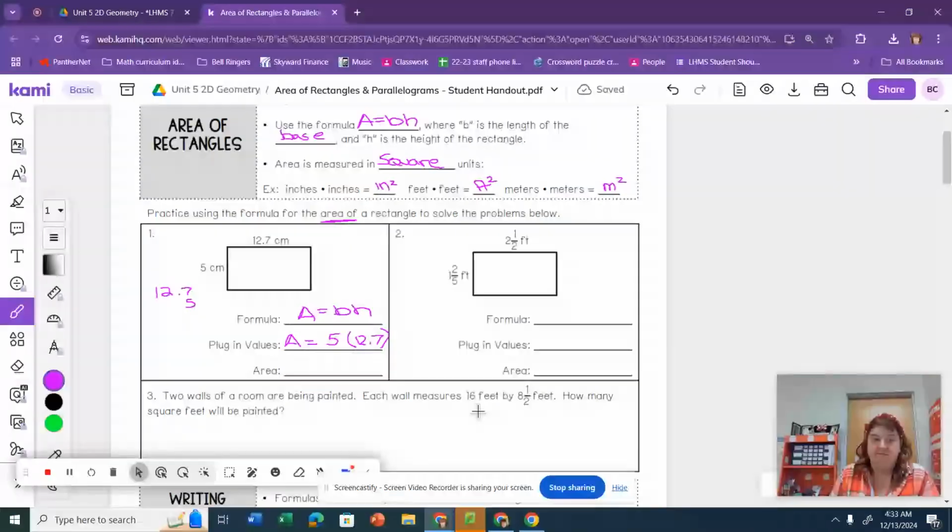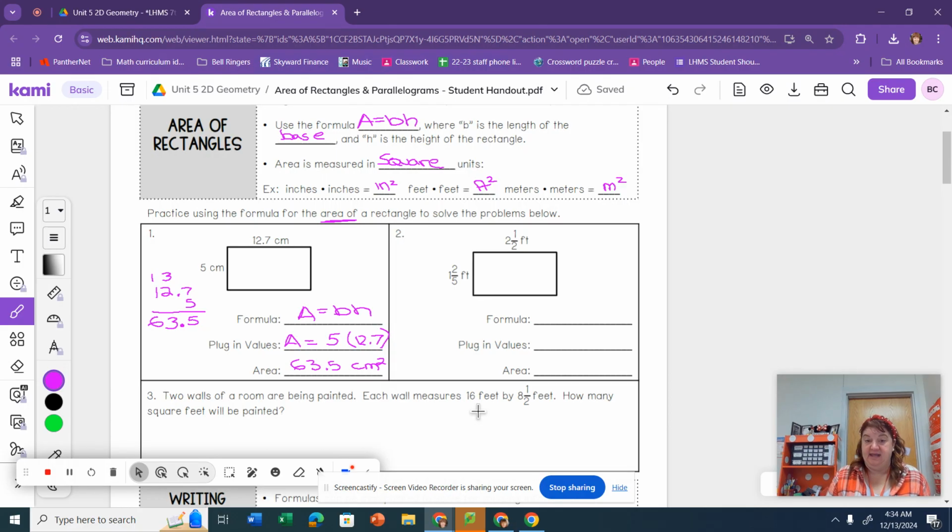12.7 times 5. So we have 35. And then we carry our 3. 10, 11, 12, 13. Carry that 1. 5 and 6. I have one number behind the decimal. So that means I put one number behind the decimal here. So 63.5 centimeters squared. Okay?